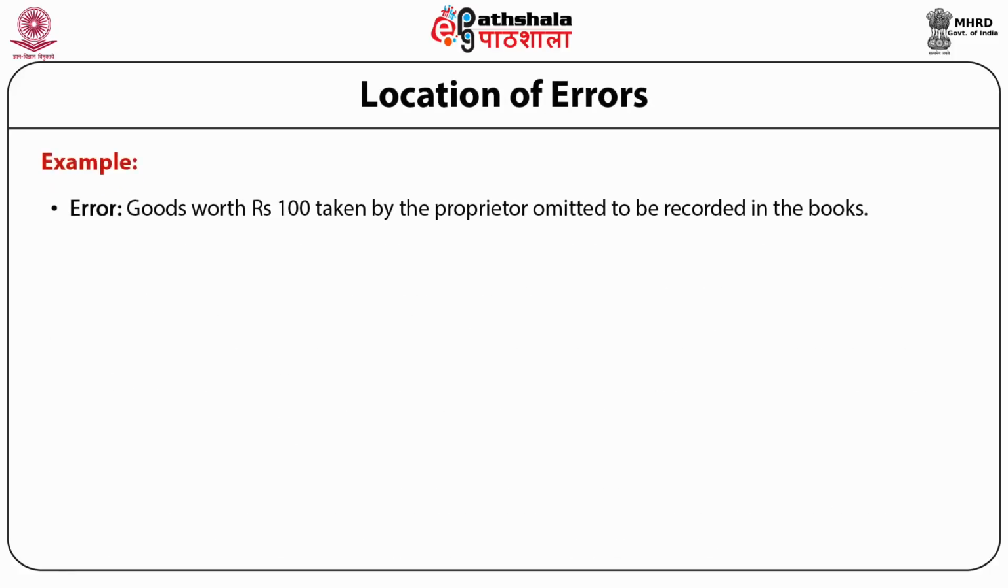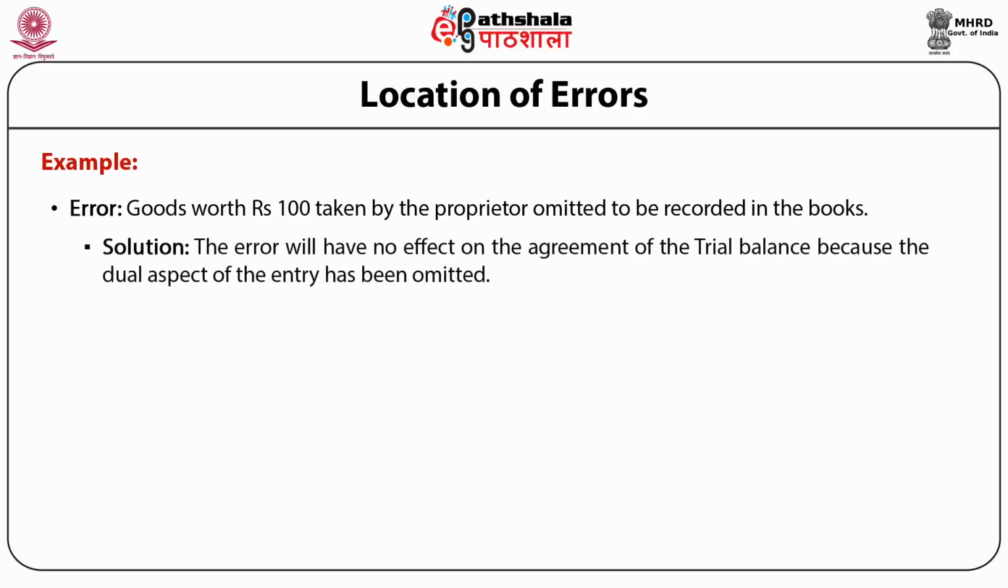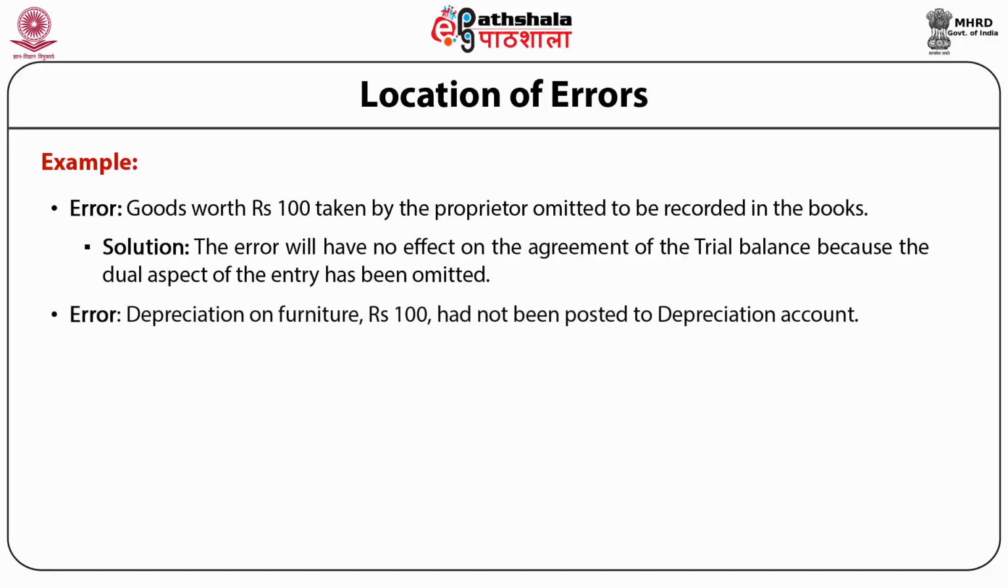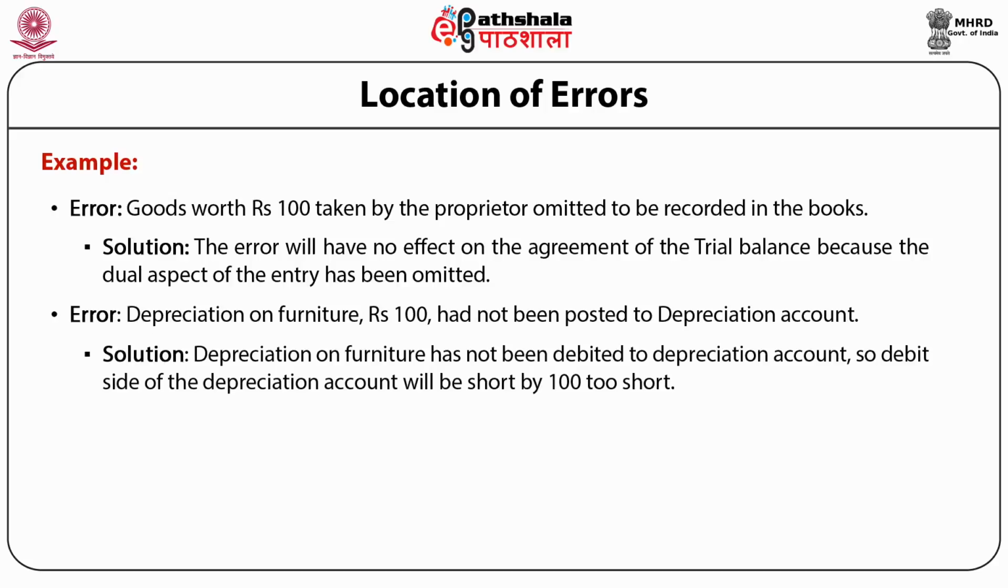Error: goods worth 100 taken by the proprietor were omitted to be recorded in the books. Solution: the error will have no effect on the agreement of the trial balance because the dual aspect of the entry has been omitted. Error: depreciation on furniture, rupees 100, had not been posted to the depreciation account. Solution: depreciation on furniture has not been debited to the depreciation account, so the debit side of the depreciation account will be short by 100.